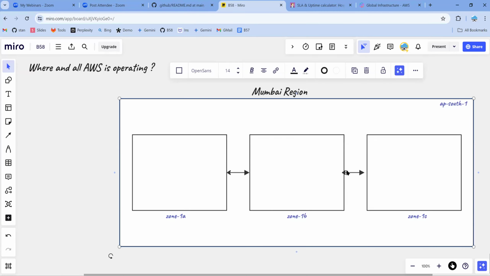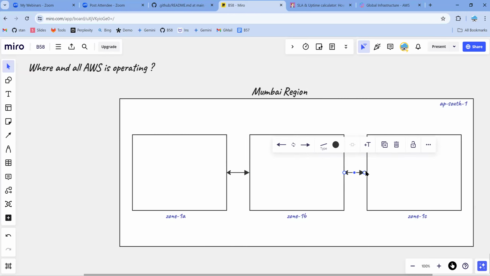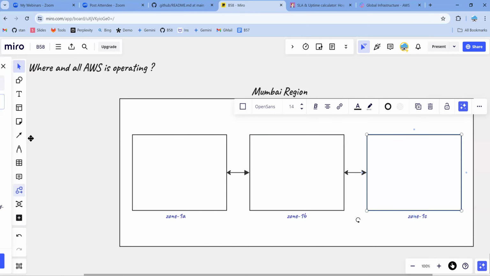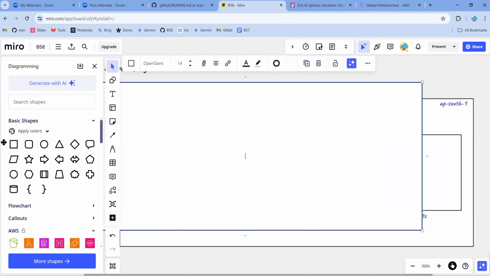The zones that are present between these would be almost miles apart. So even if a disaster happens in one place, the other two still operate. Even if a disaster happens here, applications still run. So in this kind of place, let's assume your applications are running here.